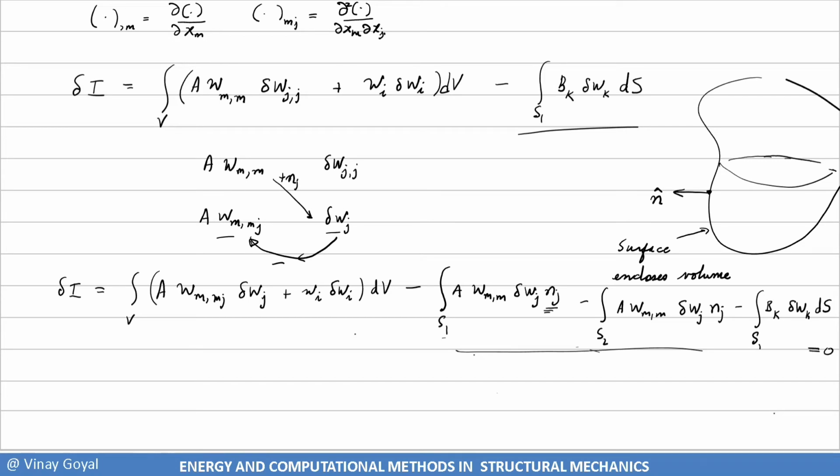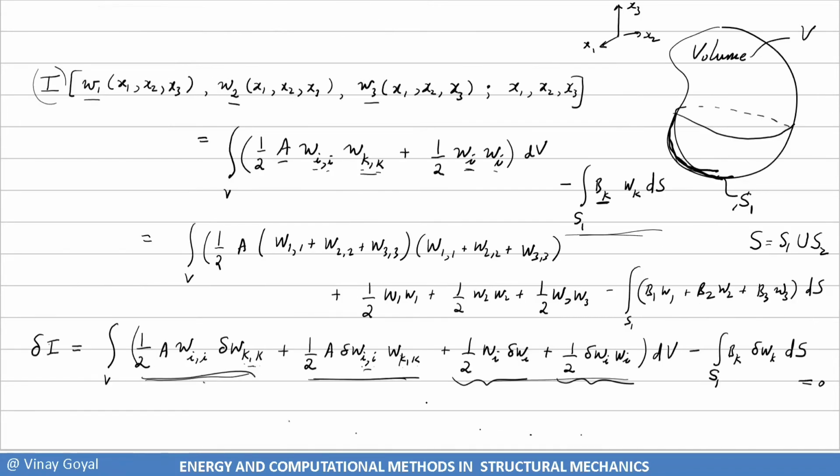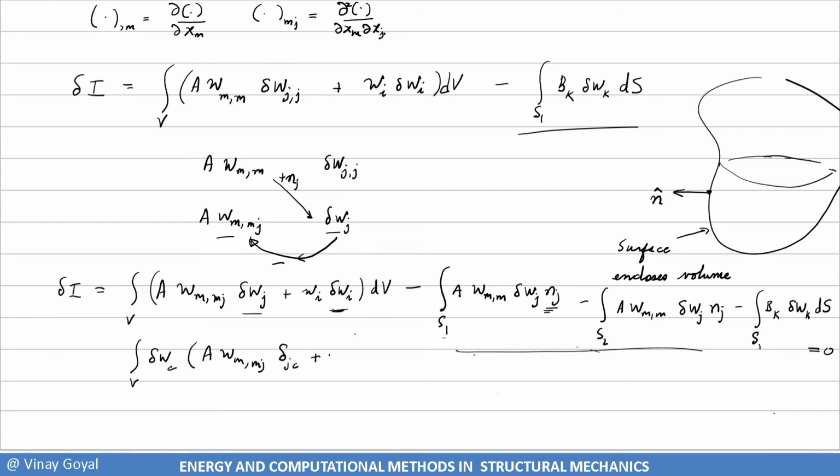And what is next now is I need to factor del W somehow out of here. So I'm going to factor it using different variables, so del W C. Then I get A times W M comma M J, and I get Kronecker delta. When I factor it out of here, I get W I del I C dV. And I'll continue working boundary terms later. And so that is equal to 0. Now I have to apply Kronecker delta. J and J cancel, so C can come over. I and I cancel, C can come over.